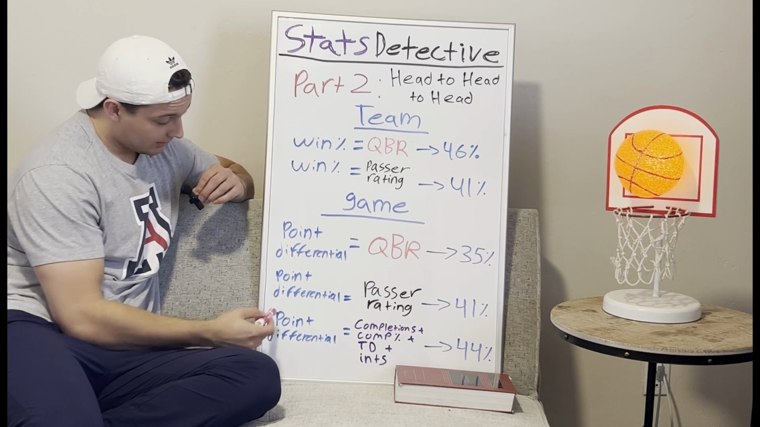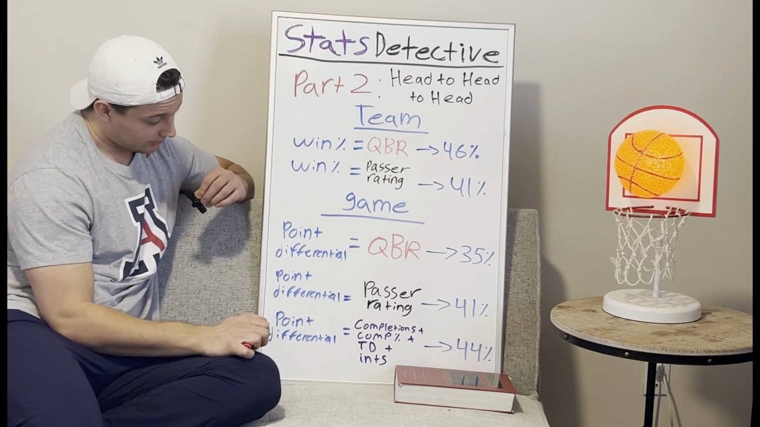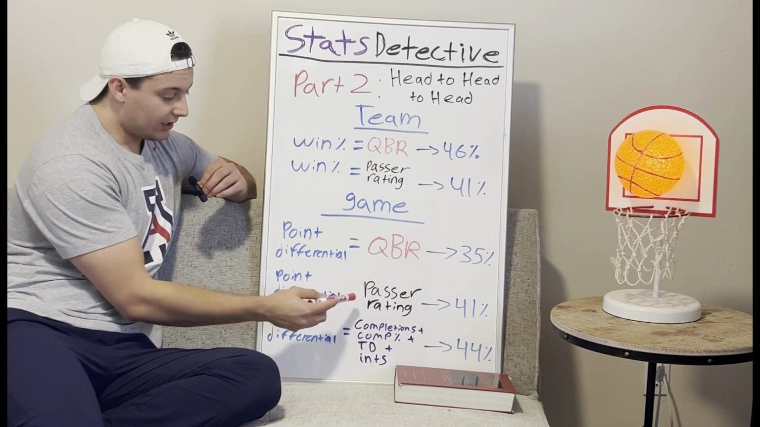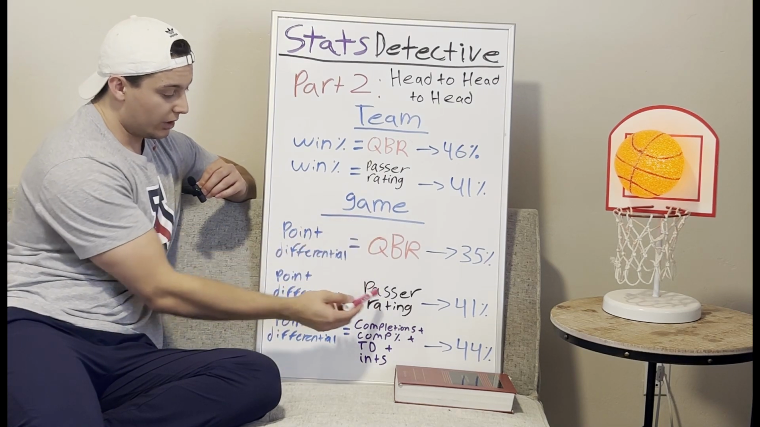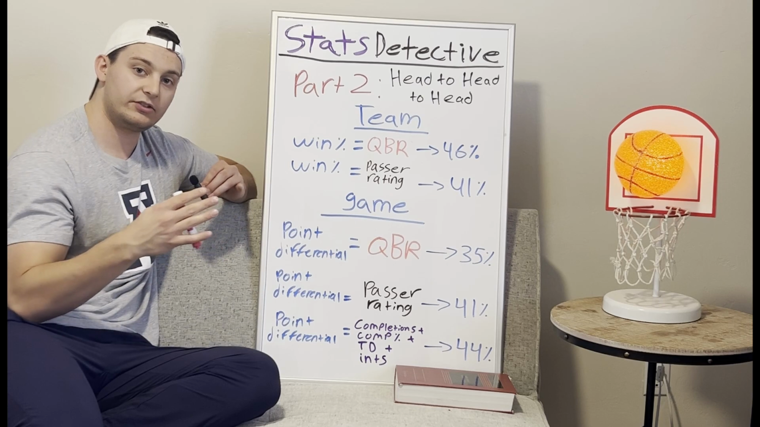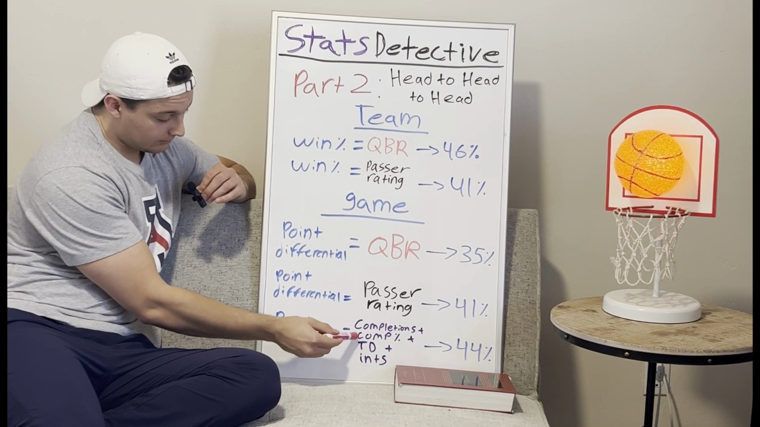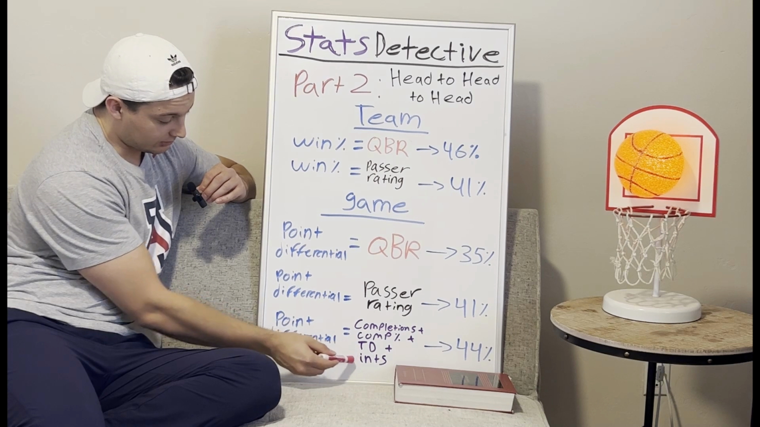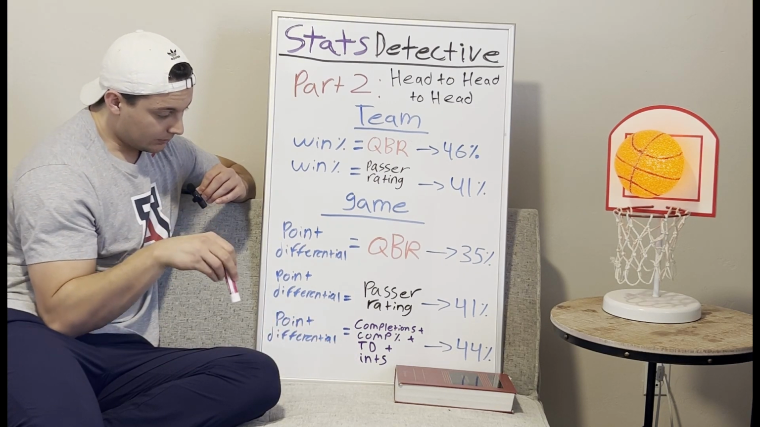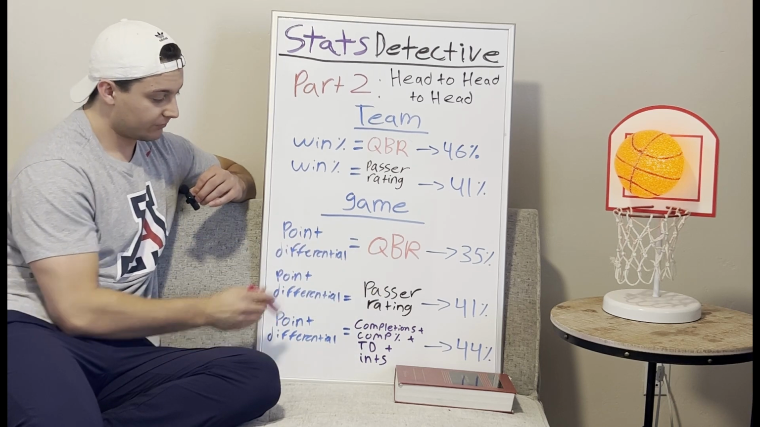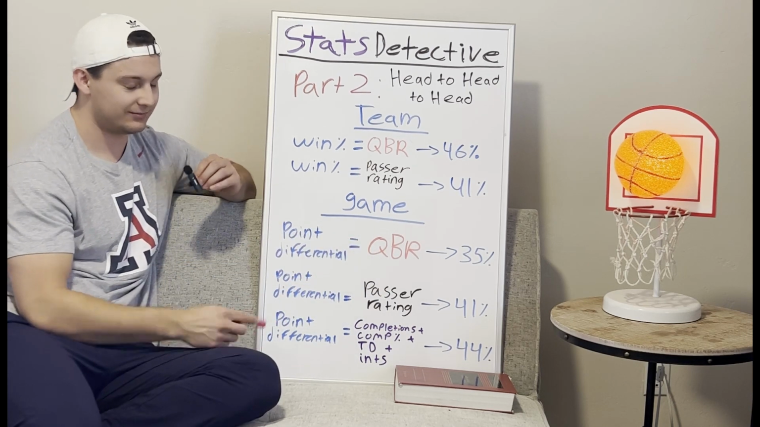That's pretty good. Not as good as passer rating. Passer rating predicted 41%. Now, if instead of trying to arbitrarily fit those into one number, you parse it all apart and you take completions plus completion percentage plus touchdowns plus interceptions, you get a better indicator of point differential than these ones. And you might be thinking, well, that's not fair.